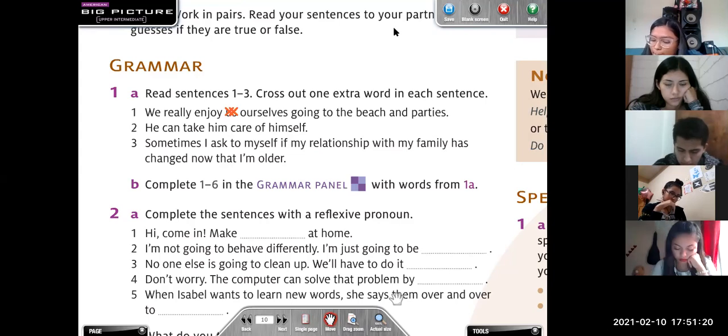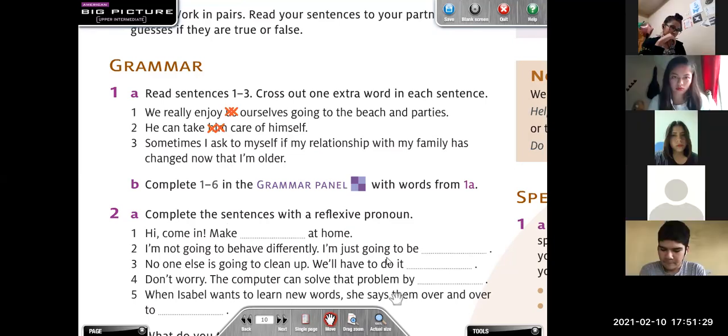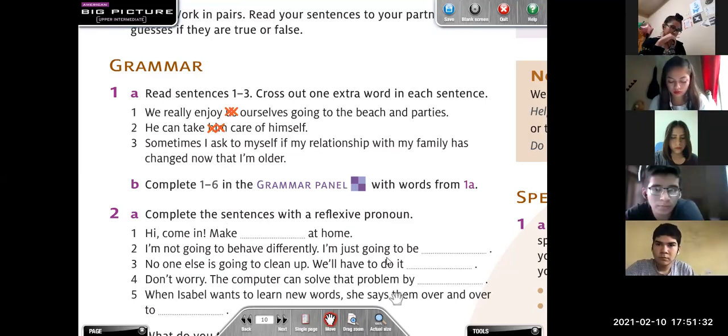So what is the word that we need to cross out? Him? Him, right? Very good. So we don't need this word here. The next one, please. Liz, number 3. Sometimes I ask to myself if my relationship with my family has changed now that I'm older. What do you think, guys? What is the word that we need to cross out?